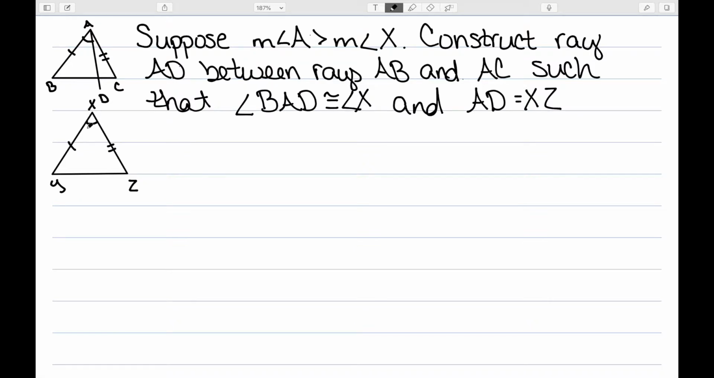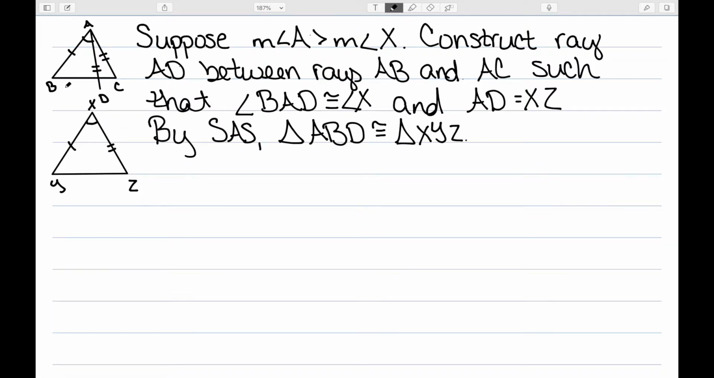In addition, AD is congruent to XZ. That's why I drew this slightly longer, because it might be longer, it might be a little shorter, but the main thing is this side right here, AD, should be congruent to XZ. We then have that by SAS, if I go ahead and draw this side out, triangle ABD would be congruent to XYZ, since I have two sides that are equal and an angle. That tells me that this distance BD needs to be equivalent to YZ, since these are congruent triangles.